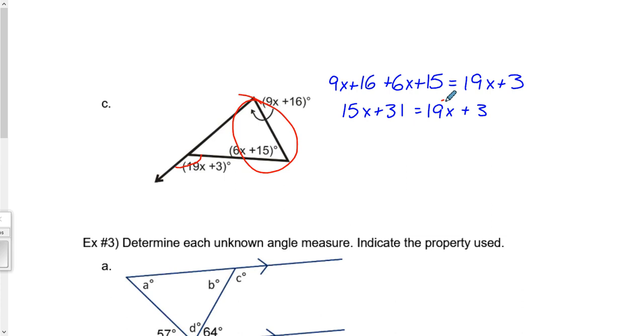Do some wonderful manipulation. So what do we get? We get a negative 4x equaling to a negative 28, divided by the negative 4. And x equals 7.